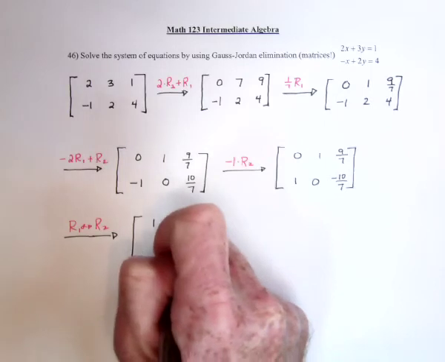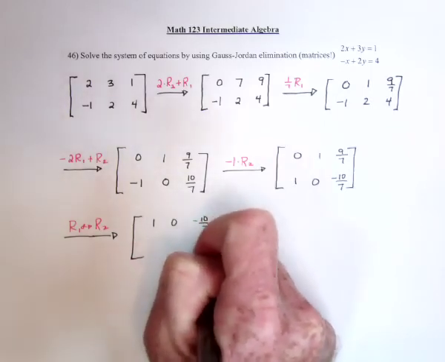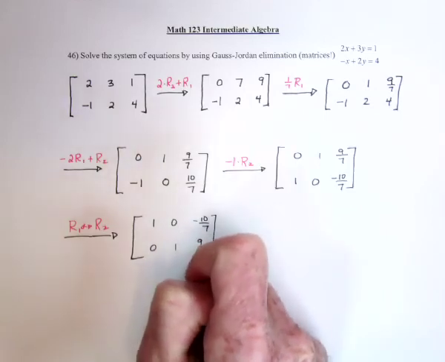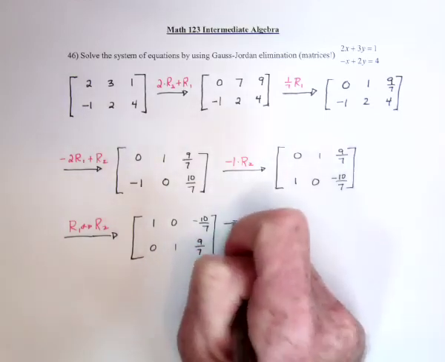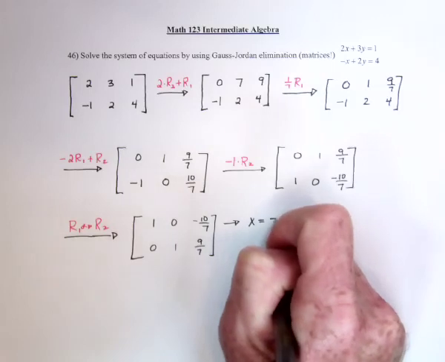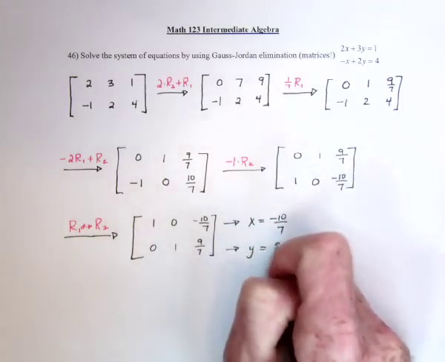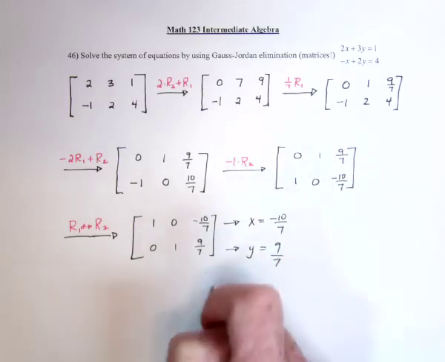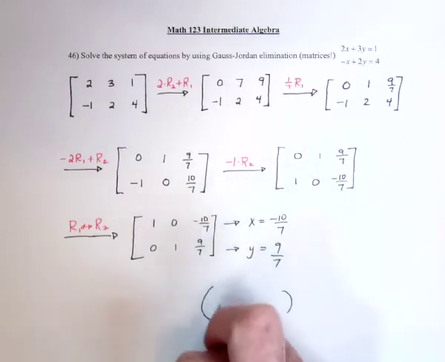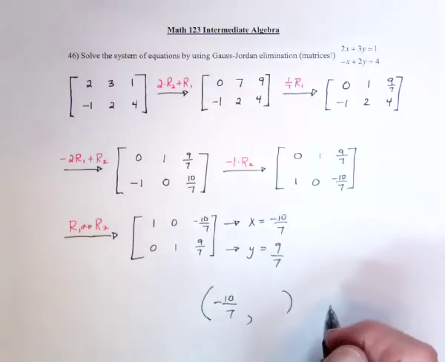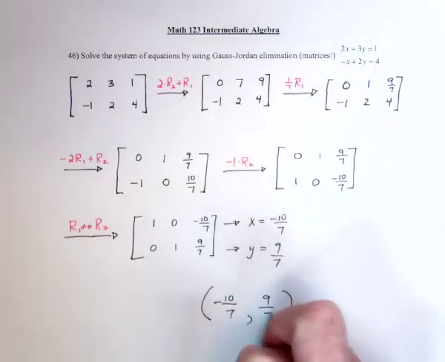So 1, 0, -10/7 goes to the top row, and 0, 1, 9/7 goes to the bottom. So this one is saying that x is equal to -10/7, and this one is saying y is equal to 9/7. Or if you write it as an ordered pair, the point where the two lines intersect is at -10/7, 9/7.